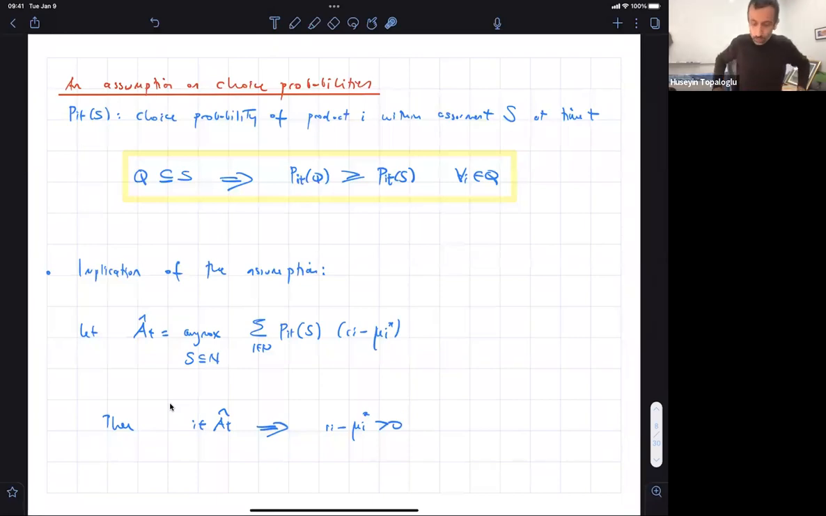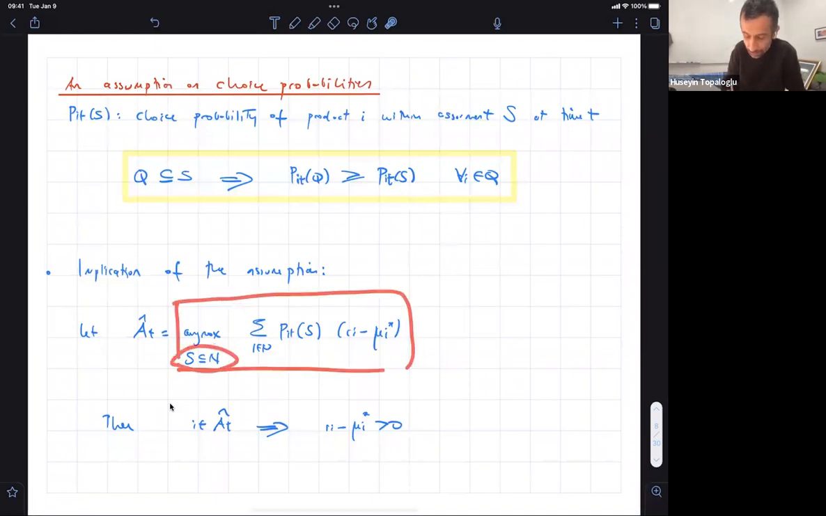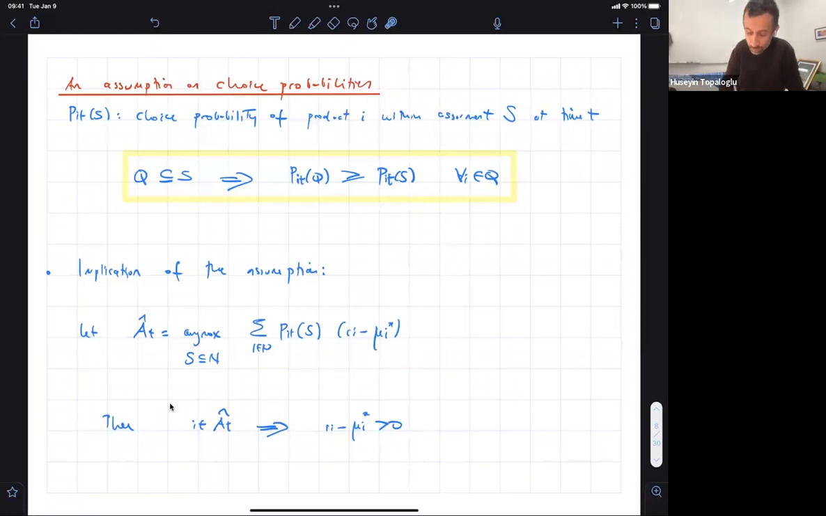Okay, so again, throughout the talk, we're going to solve these kinds of assortment optimization problems where we're choosing an assortment that maximizes the net expected profit contribution, net expected revenue contributions from the products that we offer. And this is the net revenue contribution of product I.